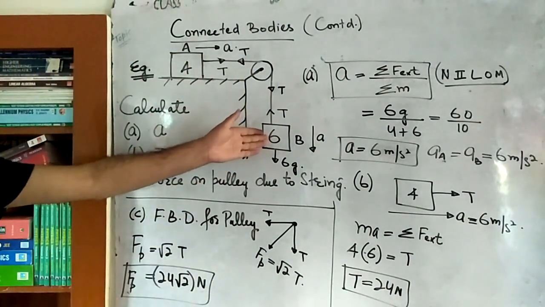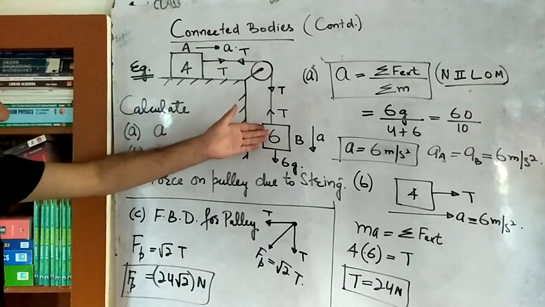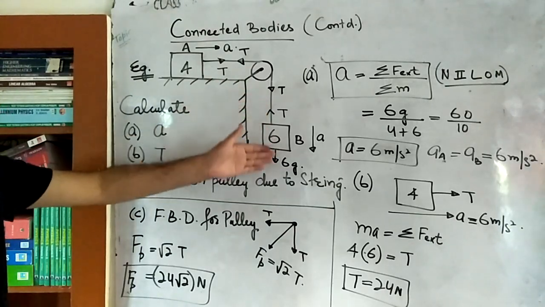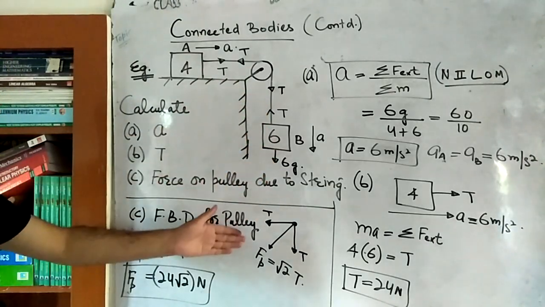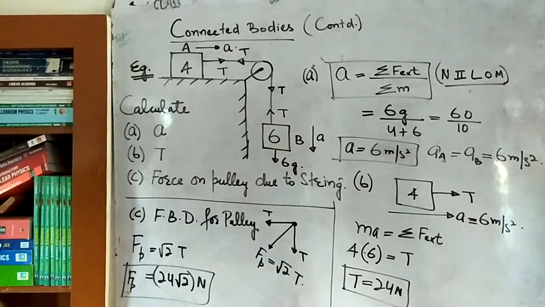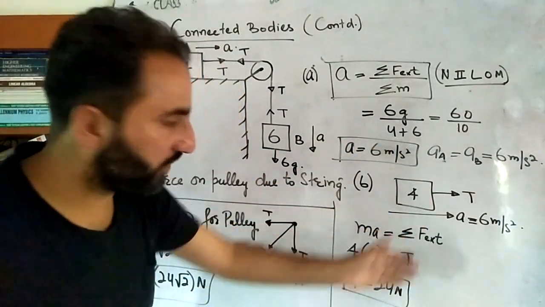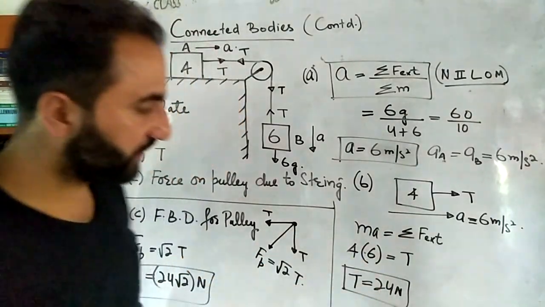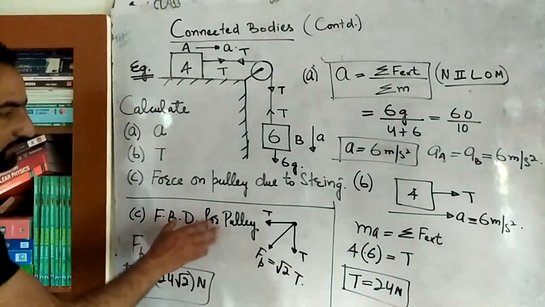You can construct a free body diagram for this as well, but this will involve two forces. One is the tension in the string, another is 6g. You want to minimize the force in order to simplify the problem. So for that, construct the free body diagram for this. Simply T, Newton's second law of motion, tension is 24 Newton. Done. Free body diagram for the pulley.